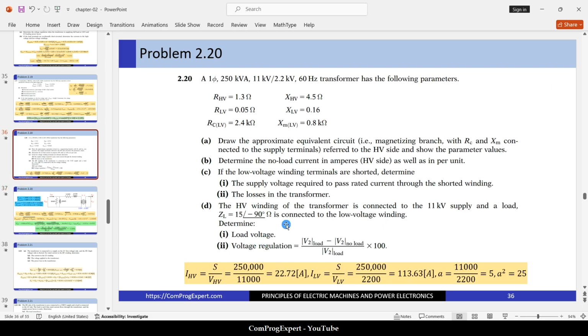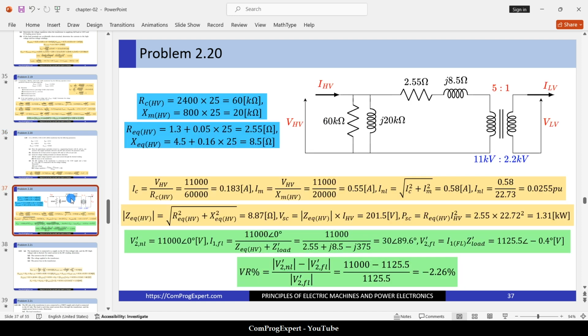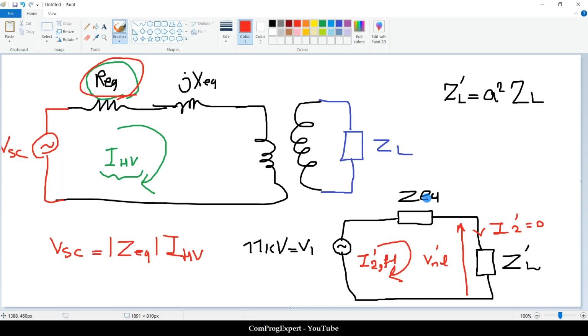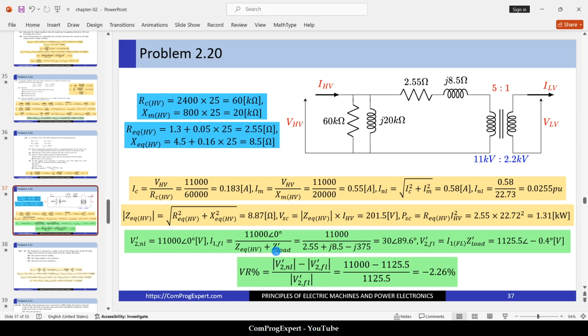The primary is connected to 11 kilovolts, divided by Z equivalent plus Z prime L, the load impedance. So if you replace the numbers, we have this.